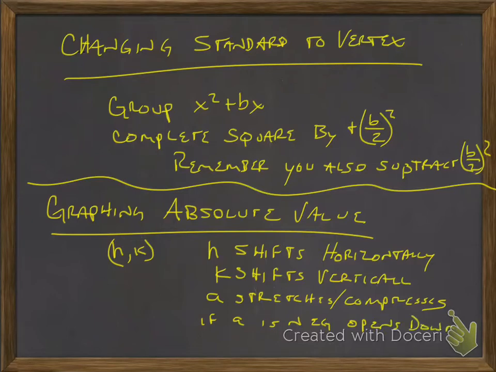The one thing you can do when graphing this, you can use a as a slope, only because the V is formed as two lines.